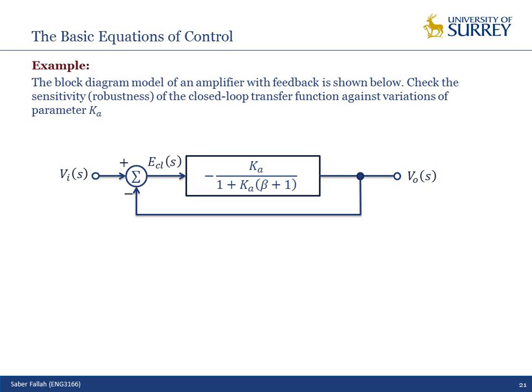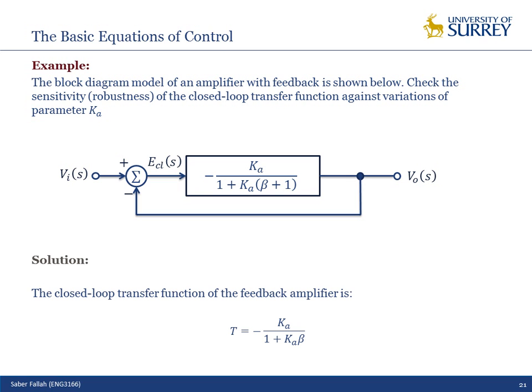The first step: we want to check how robust the closed loop system is against the parameter Ka. We have Ka in both numerator and denominator. And Ka is the ratio of two resistances in the amplifier system. So the first step is to build up the closed loop transfer function. If you do the closed loop transfer function, the final relation T will be equal to minus Ka over 1 plus Ka beta.